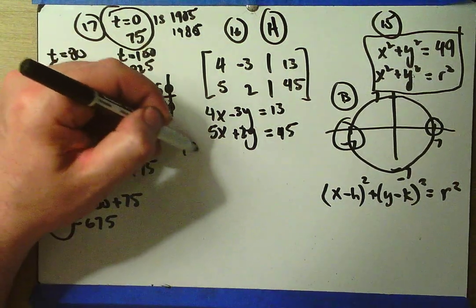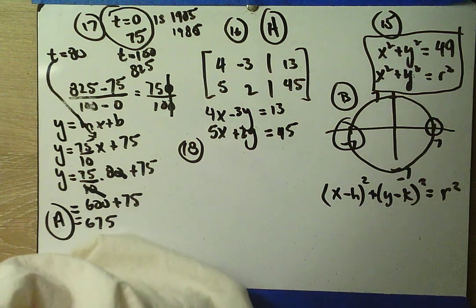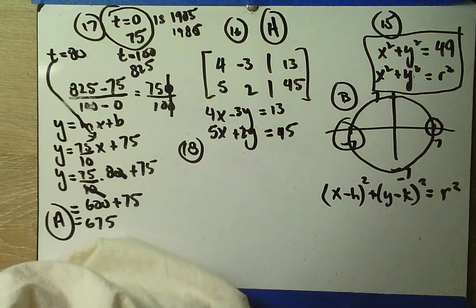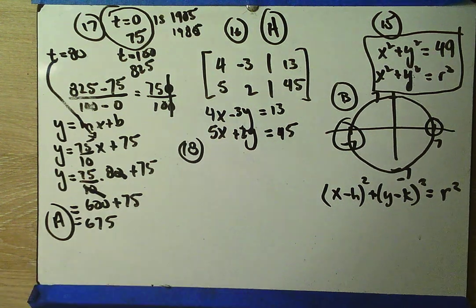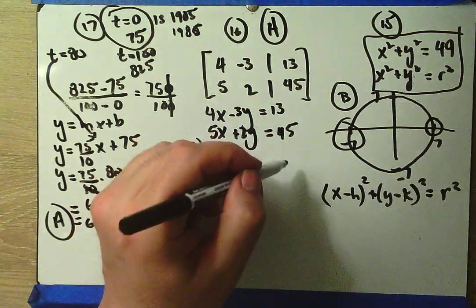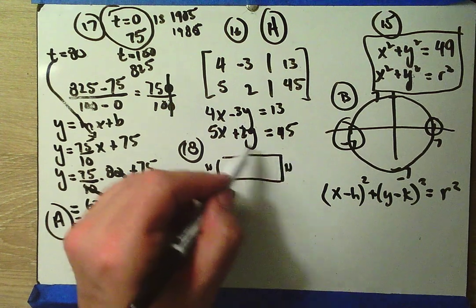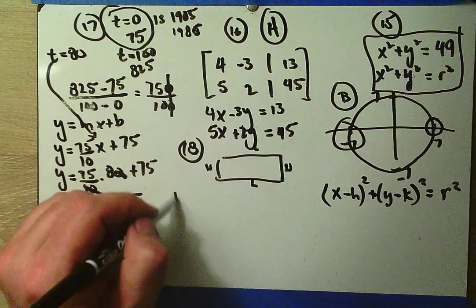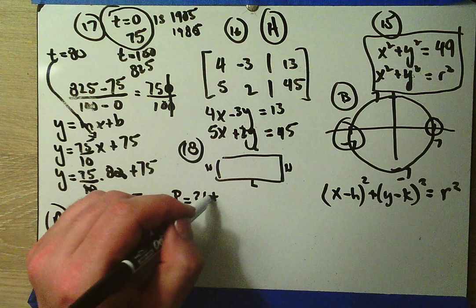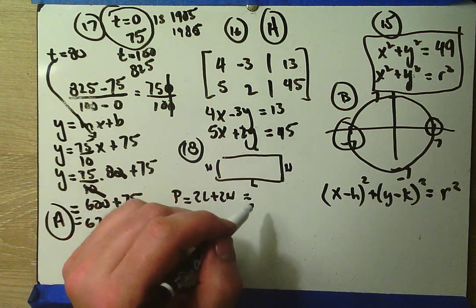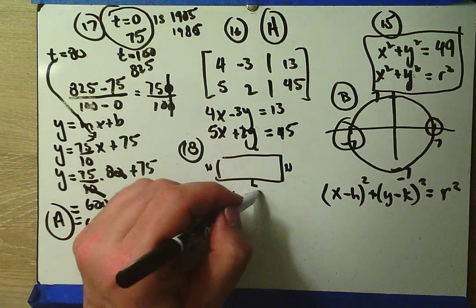18. Lots of words. For a decorating project, Beatrice found the area and perimeter of a drawing she made of a beach scene. She found that the area of her rectangle was 144 square inches and the perimeter was 80 inches. Okay, so what does that mean? We've got a rectangle. This is width, width, length, length. We know the perimeter would be 2 lengths plus 2 widths, and she says the perimeter is 80.